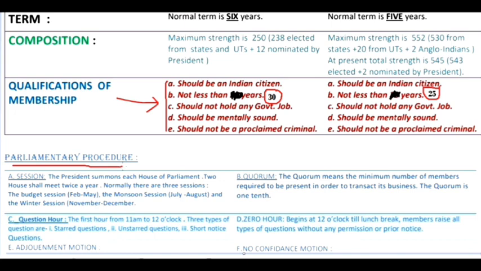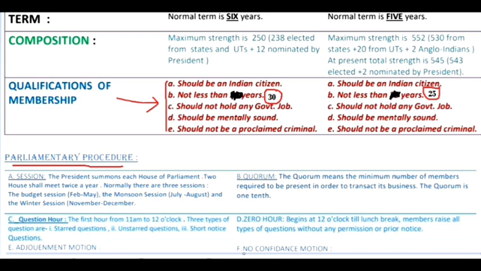And the next one is quorum. Quorum means the minimum number of members required to be present in order to transact its business. The quorum is 1/10 of the total membership.